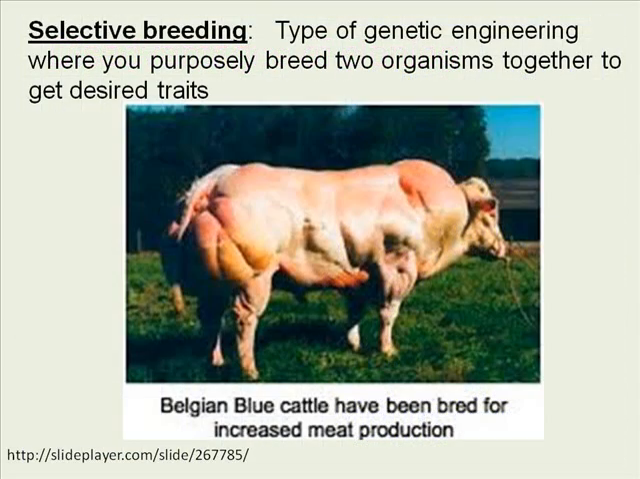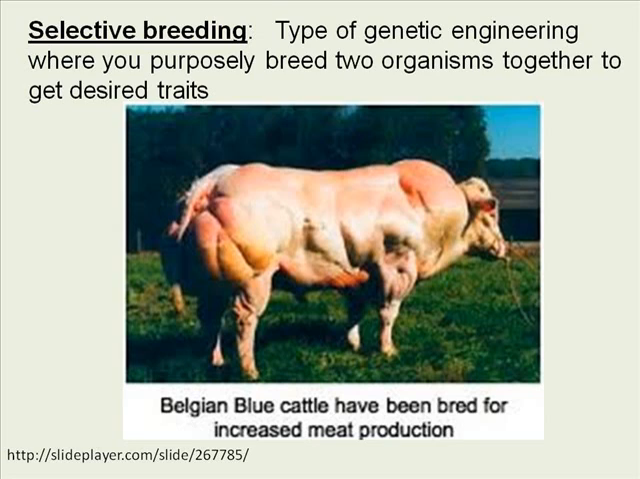The next type of genetic engineering is going to be selective breeding. Now, with selective breeding, we're not actually going in and tampering with the individual strands of DNA. With selective breeding, we're actually choosing two organisms that have desired characteristics, and we're choosing to breed them together.